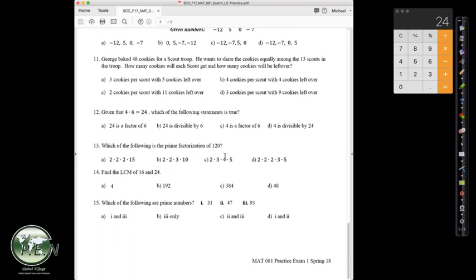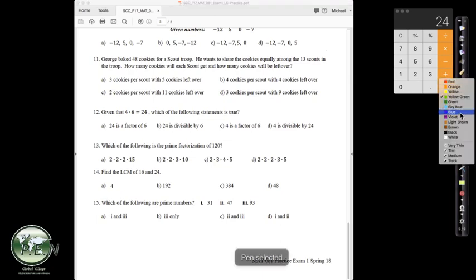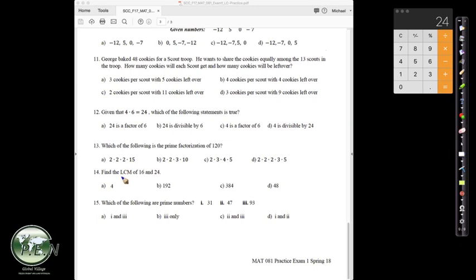Last two questions. Let's go ahead and take a look at these. Question 14. Okay, we want to find the LCM, lowest common multiple, least common multiple.